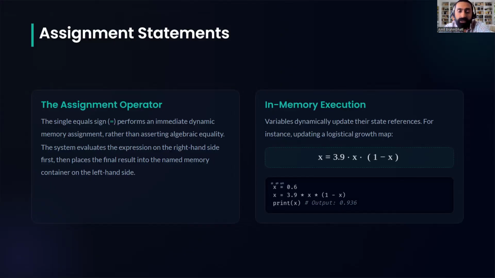If you write x equals 3.9 multiplied by x in brackets 1 minus x, Python first looks up the current value of x in memory, performs the math, and then overwrites the same memory slot with the brand new result. This is a dynamic in-memory transaction. It updates state on the fly. Memorize this sequence. Right-hand side evaluated first, left-hand side variables assigned second. Master this, and you will avoid one of the biggest points of confusion for beginner programmers.